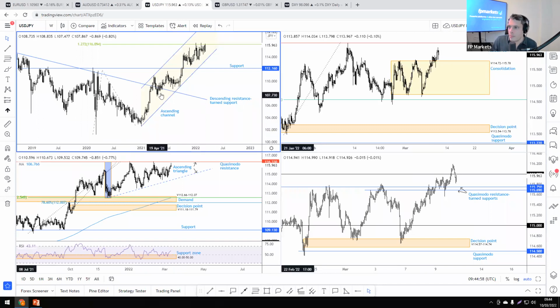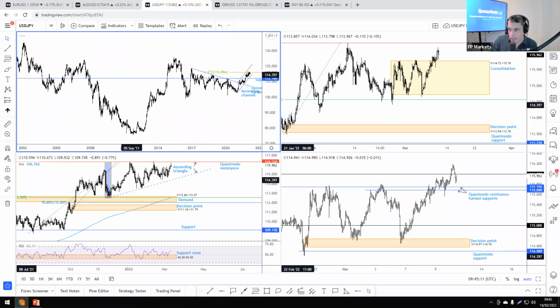As you can see, we have been trending higher. Remember, a trend is defined by higher highs, higher lows, higher highs, higher lows, consecutive higher highs and higher lows. We are in an uptrend on the dollar yen. And even for the longer term, remember the primary trend? We are in a longer term primary trend.